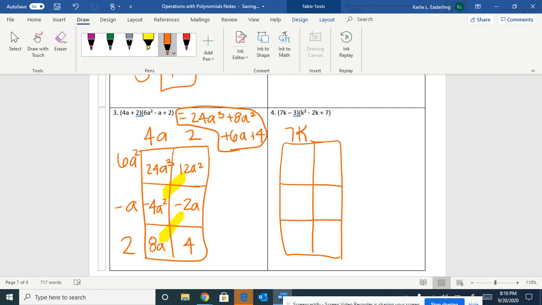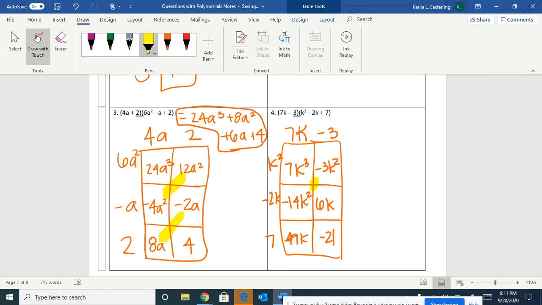So we're looking at 7k, negative 3. And then over here, we're looking at k squared, negative 2k, and 7. So 7k times k squared is going to give us 7k cubed. K squared times negative 3 is negative 3k squared. Negative 2k times 7k is going to be negative 14k squared. This will be positive 6k because negative 3 times negative 2 is positive 6, and then our k. 7 times 7 is going to give us 49k, and then 7 times negative 3 is going to give us negative 21.